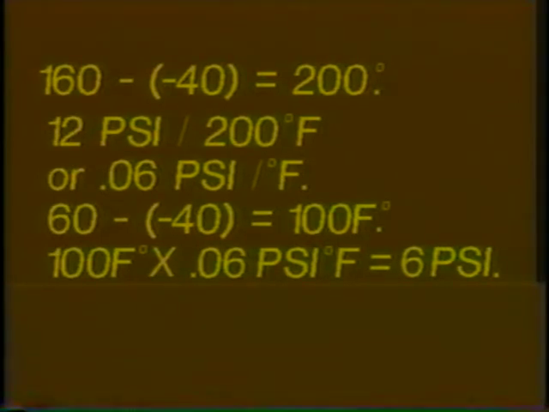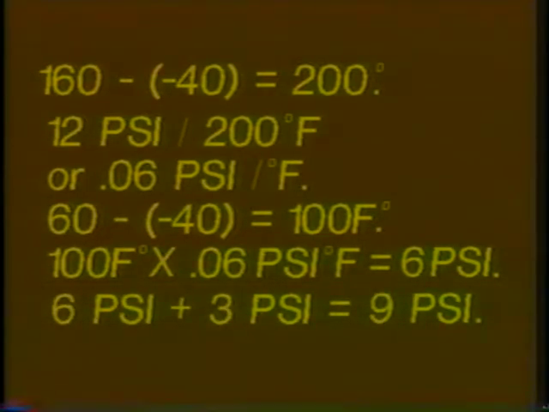The last step is to add the 3 psi starting point to the previous calculation. 6 psi plus 3 psi equals 9 psi. So 9 psi is the pressure equivalent to 60 degrees as sensed by a minus 40 to 160 degree transmitter.